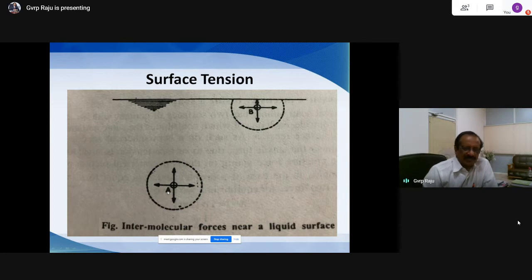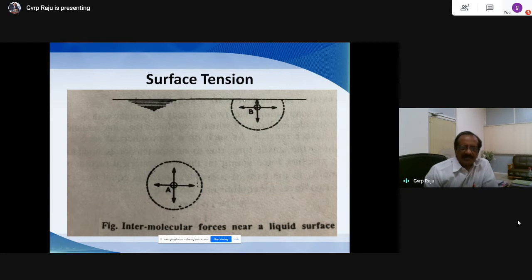Consequently, if it is pulled in all directions, it will stay in the same position. The molecule at A will be in the same position. In other words, the molecule at A is in equilibrium. That means it is not moving, it is at rest, because it is equally attracted and equally pulled to all sides. As the forces act in all directions, the molecule at A is in equilibrium, which means it is at rest. So this is the molecule in the liquid interior.